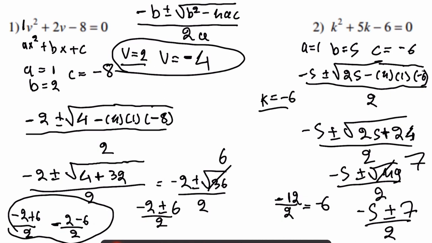And the other answer, so negative 5 plus 7 is 2, and 2 over 2 is just 1. So another solution is k is equal to 1. So let me just double check my work here. Yeah, I think this should be correct. So let's move on to the next questions.